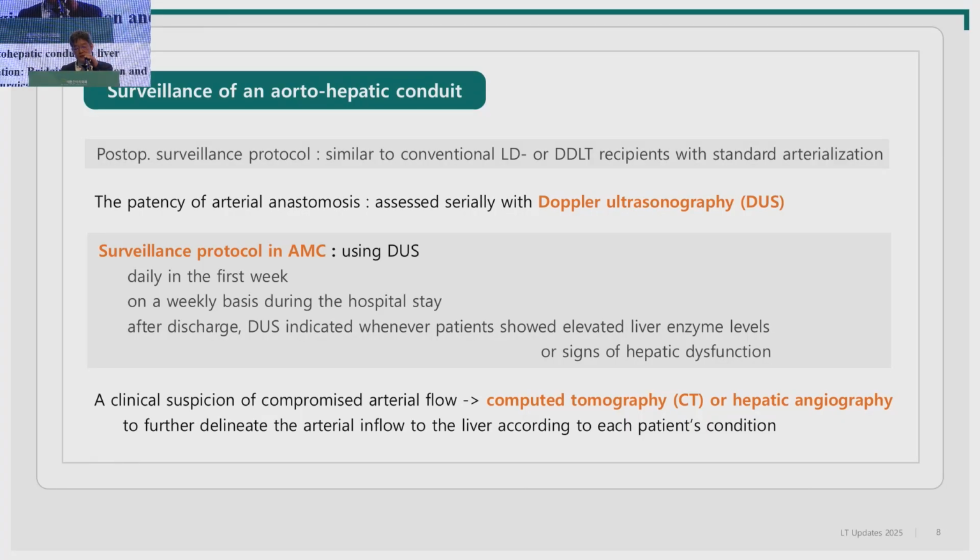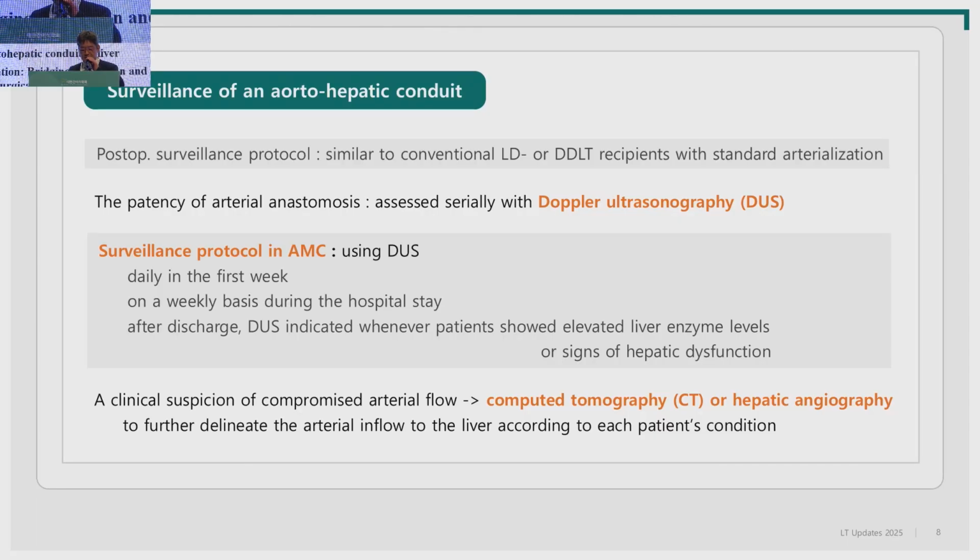In our institution, post-surveillance protocol is similar to that of conventional living donor or deceased donor liver transplantation recipients with standard arterialization. The patency of arterial anastomosis is assessed serially with Doppler ultrasonography. Doppler ultrasonography is performed daily in the first week and on a weekly basis during the hospital stay. After discharge, Doppler ultrasonography is indicated whenever patients show elevated liver enzyme levels or signs of hepatic dysfunction.